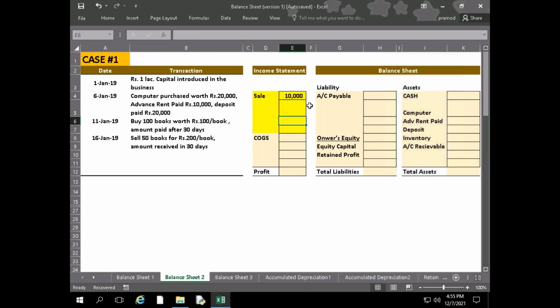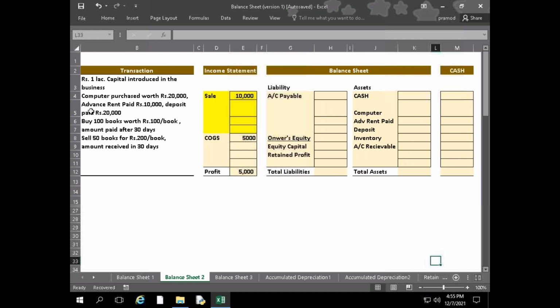Then you have COGS. In the same manner, the 50 which you have sold into the bought price, that is 100, that is 5000. So you have your COGS here. Then you need to know the profit. That's nothing but revenue minus COGS. So 5000 you have. Now you need to do the balance sheet. If I am introducing the capital of 1 lakh, it's the owner's equity. Here you need to type 1 lakh. So what is your retained earning? As I told you, the profit you get, we will carry forward to your retained earning. So equals the profit amount I take, 5000.